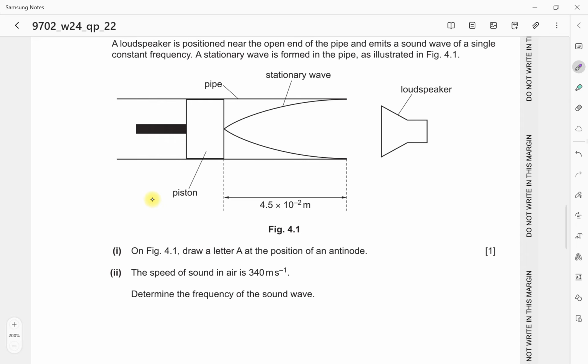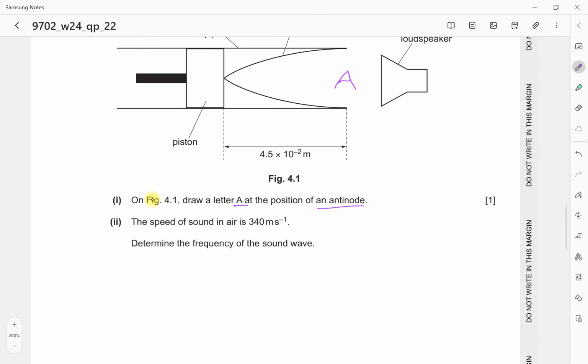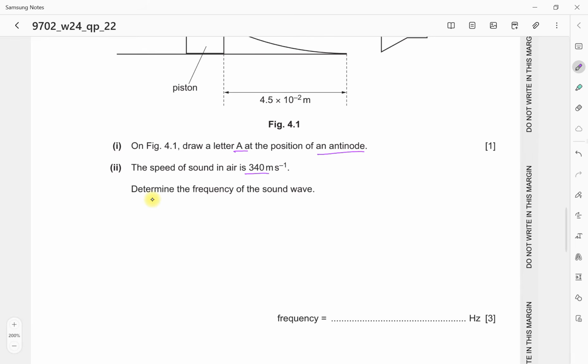On the figure, draw a letter A at the position of an antinode. Of course, the antinode is at the open end, so I'll put A here. At the closed end, we have a node, so A should be near the open end. Then the speed of sound in air is 340. Determine the frequency. So we know the general wave equation v equals lambda f.